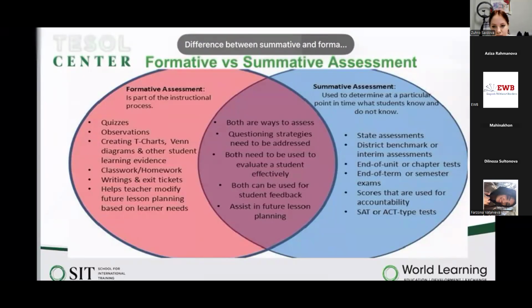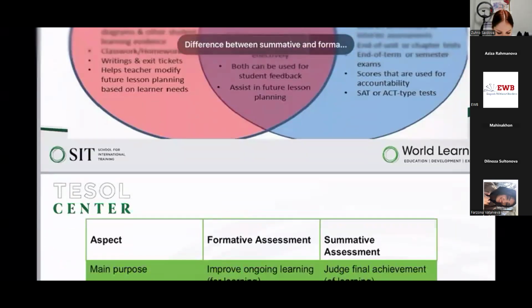They are ways of assessing, and they evaluate students effectively, and they can be used for students' feedback, and they can assist in future lesson planning. So let's move to the next slide.